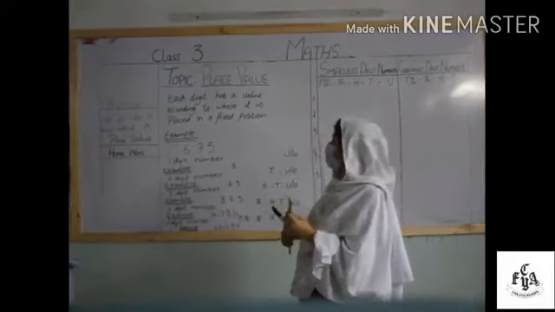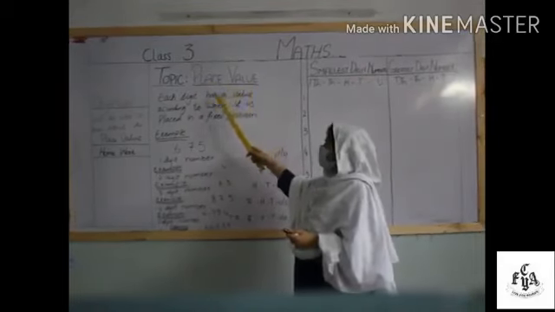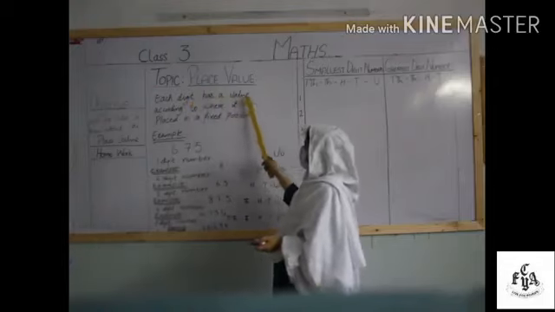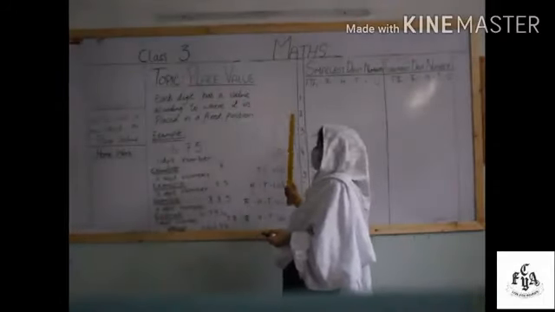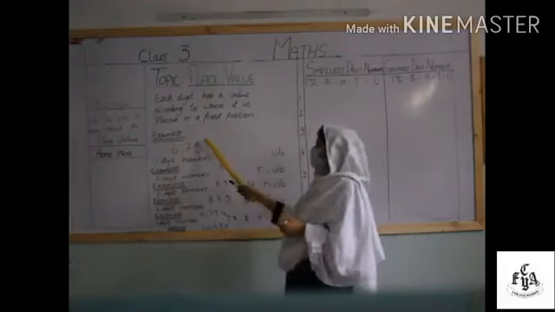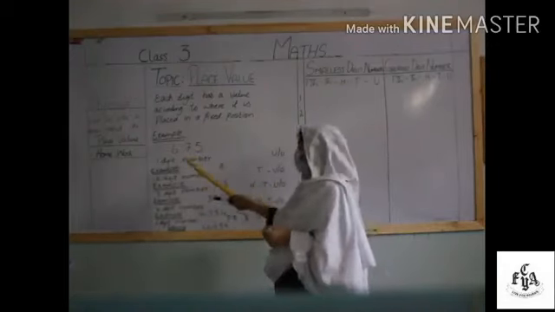Today I'm going to explain the next topic, that is the place value. So what is place value? Each digit has a value according to where it is placed in a fixed position. It means that in a number we have different digits, and the digits cannot change their position.